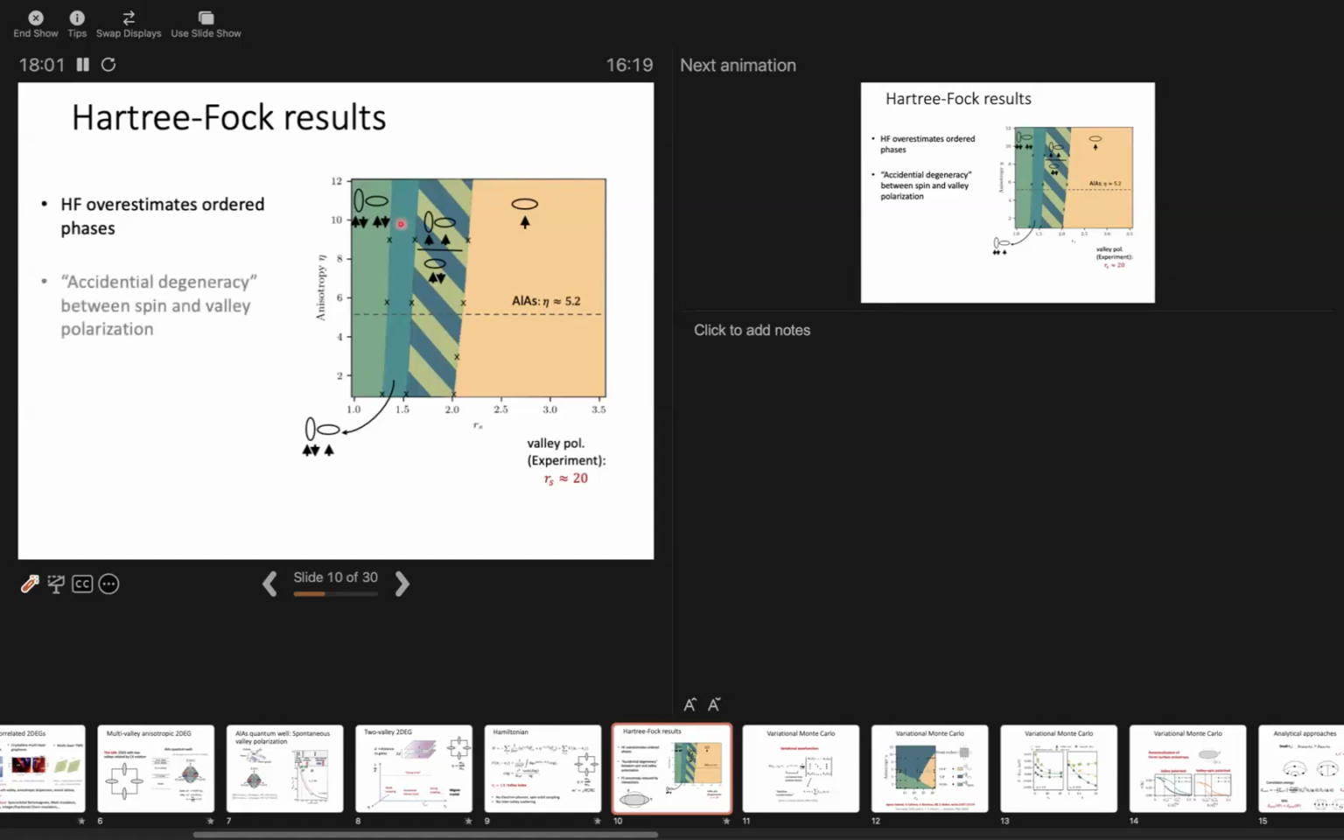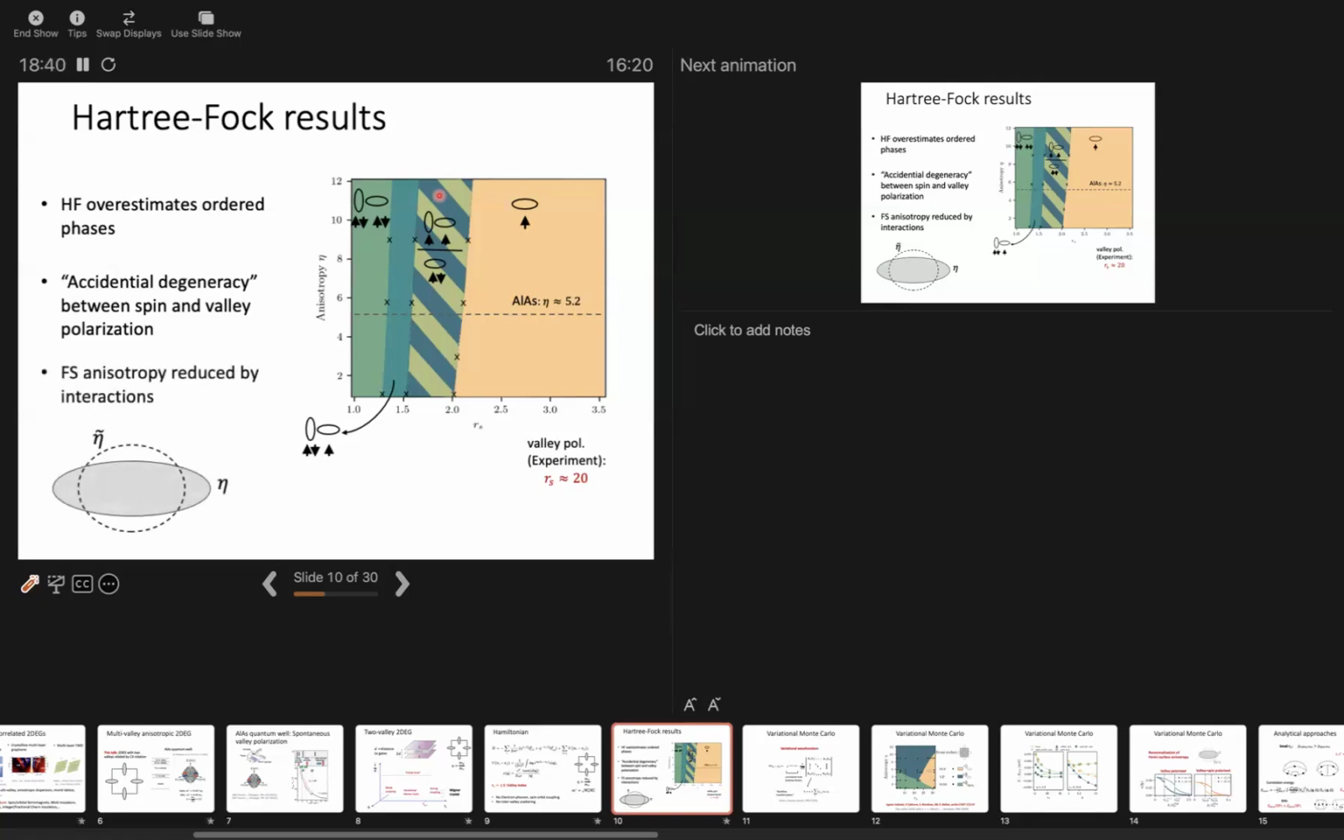But second, more interestingly, in this phase where you choose 2 out of the 4 flavors, there's a degeneracy between spin and valley polarization. Within Hartree-Fock, you get the same energy whether you fill one valley with both spins or you fill one spin with both valleys. And this is an accidental degeneracy. This is not a symmetry of the Hamiltonian. But within Hartree-Fock, there's no way to distinguish these 2 states because the exchange energy is exactly the same.